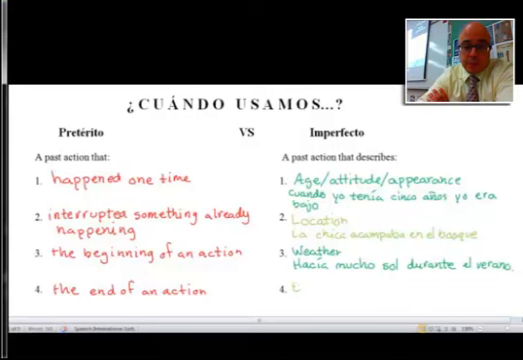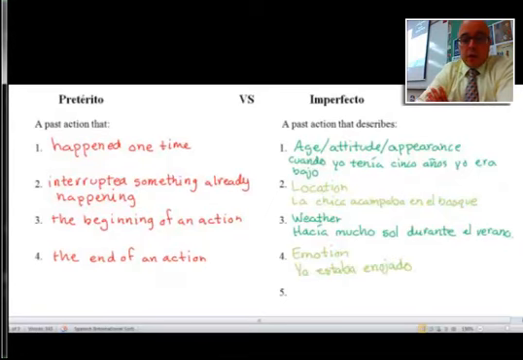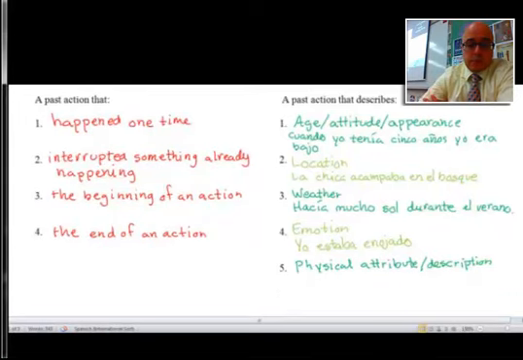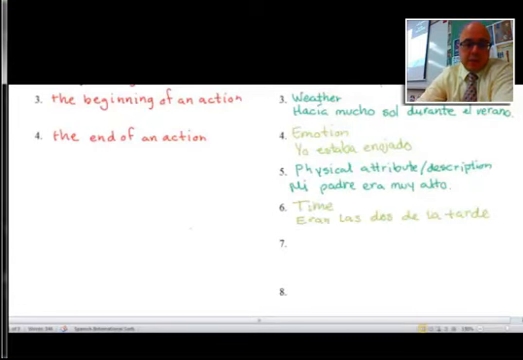The fourth one, since it stands for the letter E, is emotion. The example that I have is Yo estaba enojado. Número 5, it's for a physical description or attribute. Mi padre era muy alto is the example that I have here. The sixth one is time. Eran las 2 de la tarde. Stating what time it was when we were doing something.